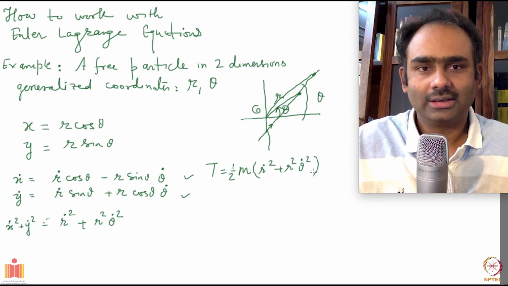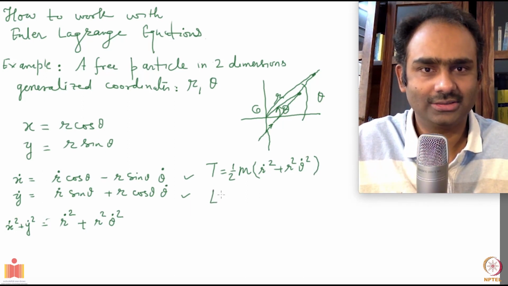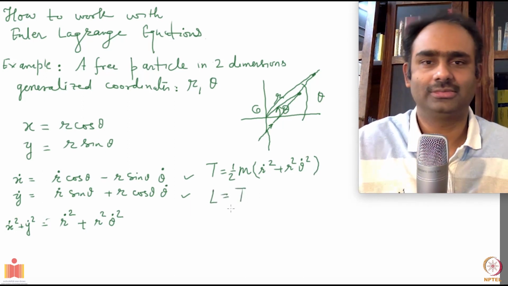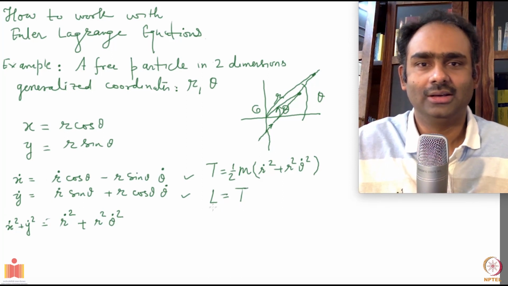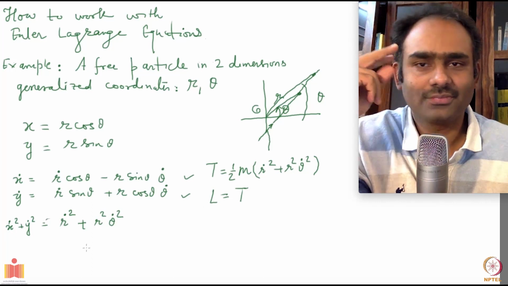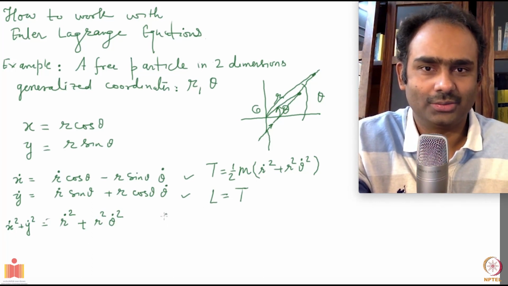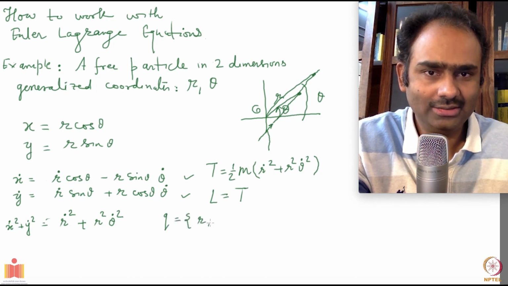That is correct, no mistakes. And your L is T in this case, so the same thing is the Lagrangian. Now I have to take the derivative with respect to both the coordinates. My Q is the generalized coordinate r and theta, as I said several times already.